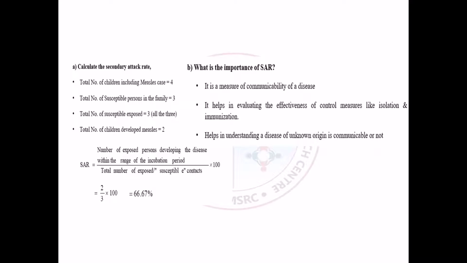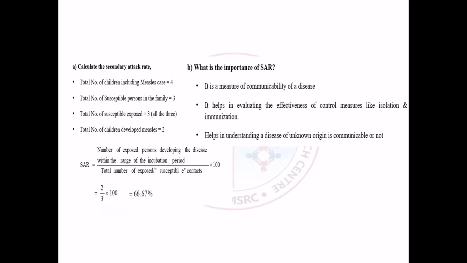Total number of children including the measles case is 4. Total number of susceptible persons in the family is 3 children, because 1 is already infected. Total number of susceptible exposed is also equal to 3. So out of the 3 children, 2 developed measles. That means the number of exposed persons developing the disease within the range of the incubation period is the secondary attack rate. That is important.